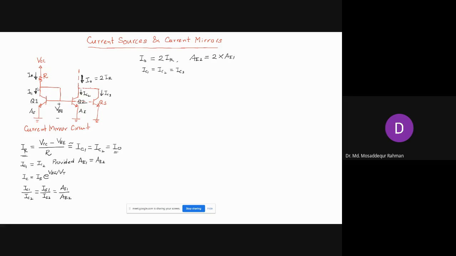Is that clear, guys? That is how to show the size of the transistor with respect to the first transistor and the corresponding current that will flow in this second transistor, the transistor on the output side.